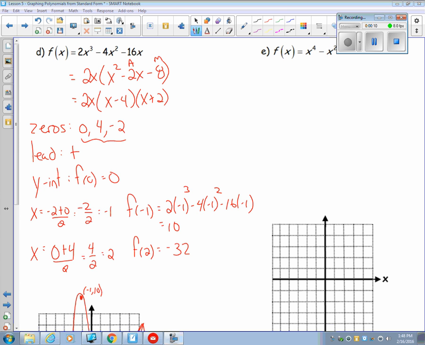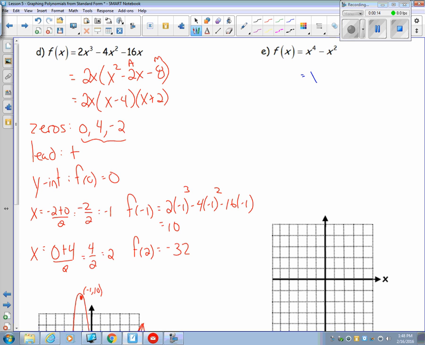Okay, letter E. I'm looking for a common factor. I say to myself, hey, they both have x's in them. In fact, they both have x squared in them. If I take that out, I'm left with x squared minus 1. In the brackets, I might be able to go further because I see an even exponent.